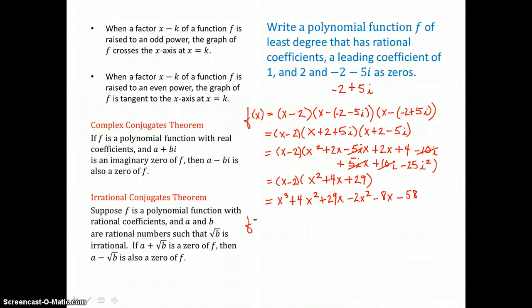So adding like terms one last time, we have our function of the third degree, and we started with 3 zeros, remember, so our function is going to be of the third degree. 4x squared and negative 2x squared is positive 2x squared. 29x minus 8x is 21x. And my constant term is negative 58. So there's the polynomial function f of least degree that has rational coefficients and a leading coefficient of 1.